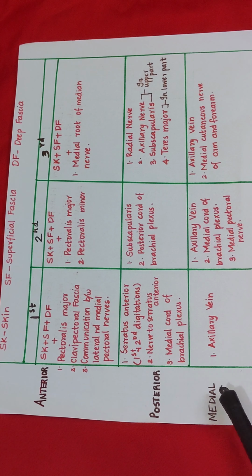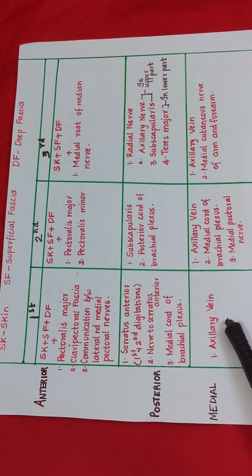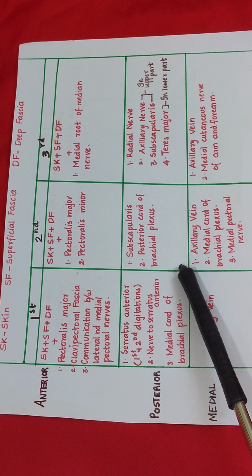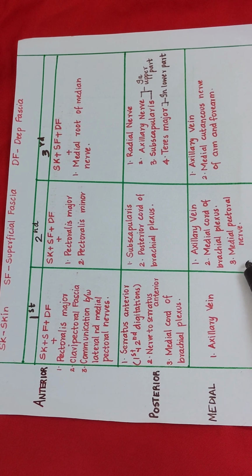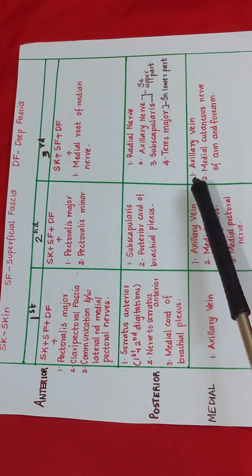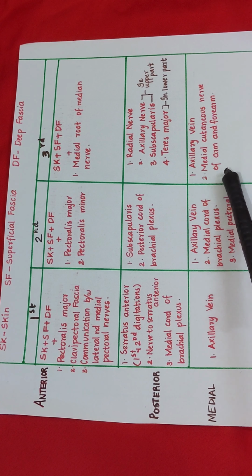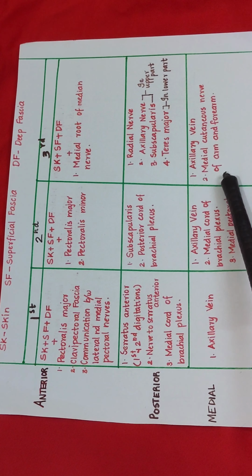Medial relations of the first part we have the axillary vein. In second part we have the axillary vein and medial cord of brachial plexus along with the medial pectoral nerve, and in third part we have axillary vein along with the medial cutaneous nerve of arm and forearm.